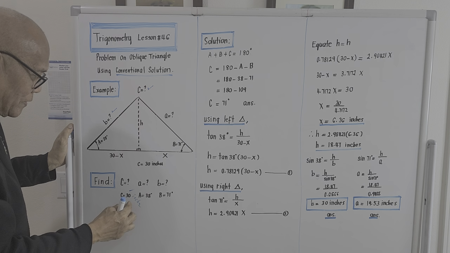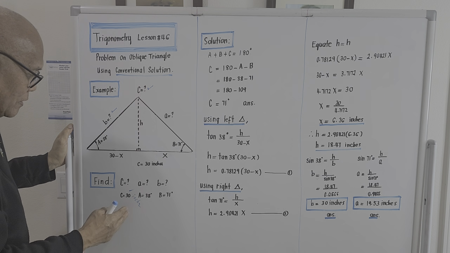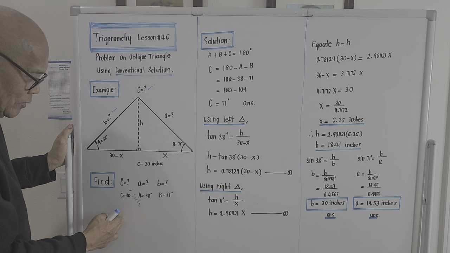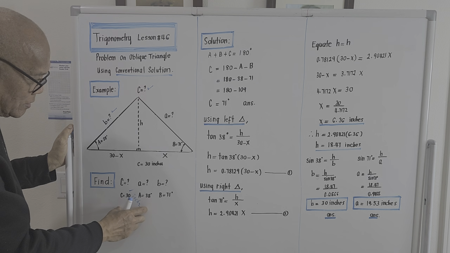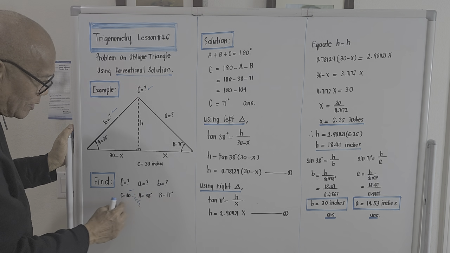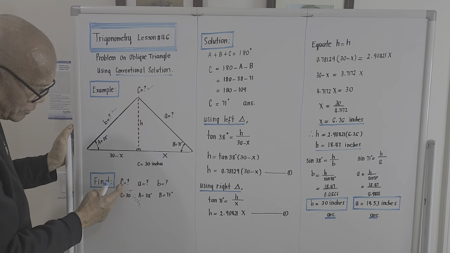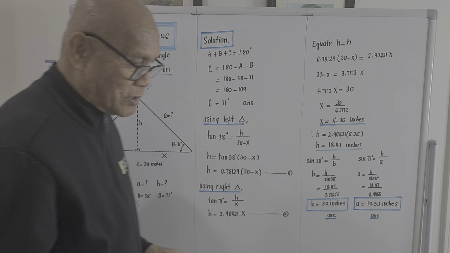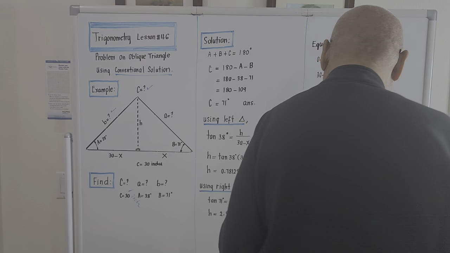So how many are given? We are given three parameters: two angles and one side. So we are looking for the third angle and two sides. Okay, let's try to bring out the solution by using the so-called conventional solution.